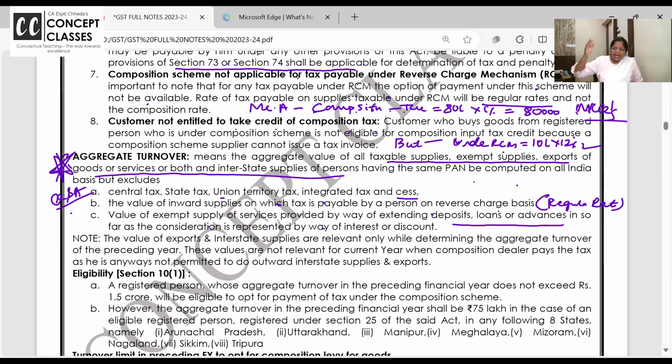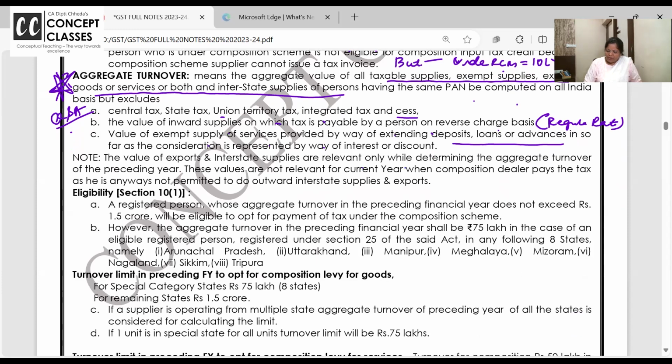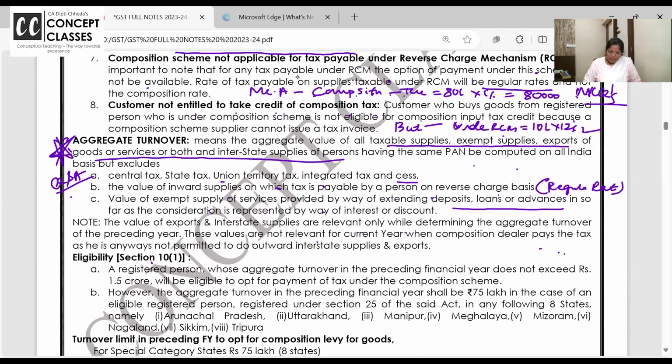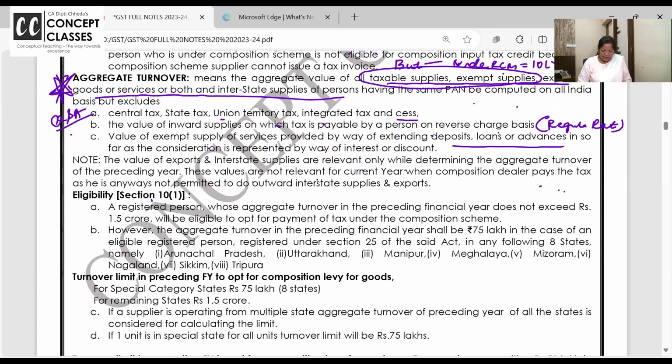Did I make you write? Aggregate turnover excludes the taxes, the value of inward supply under RCM, and the value of the exempted supply. The value of export and interstate supplies are relevant only while determining aggregate turnover. These values are not relevant when composition dealer pays the tax. Which ones? Export and interstate. These are included only for the turnover calculation. But one thing should be clear, that composition dealer is liable to pay the tax on taxable supplies as well as exempt in few cases. That will become clearer in the next table.